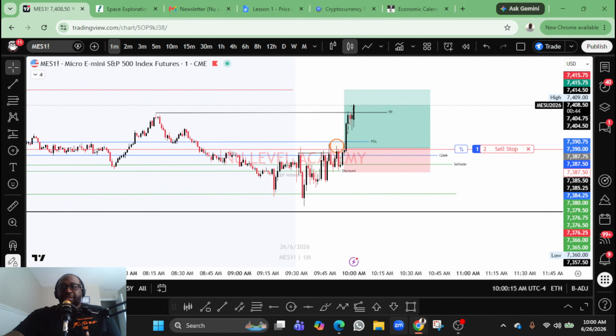Because I would consider this the manipulated move. So this is looking beautiful so far. Beautiful, beautiful, beautiful. This is what we want. This is what we want to see. If we can break out of that, we close out the trade.